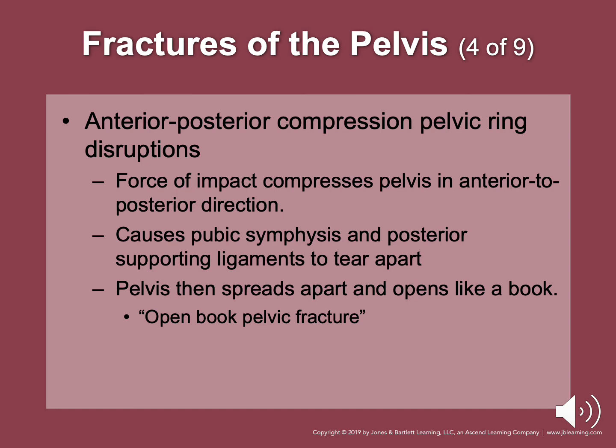Vertical shear involves major forces applied to the pelvis from above and below. On landing, force is transmitted through the legs to the pelvis, leading to complete displacement of one or both sides of the pelvis towards the head. The patient is likely to have significant shortening of the limb on the affected side and a risk for massive hemorrhage into the pelvis.